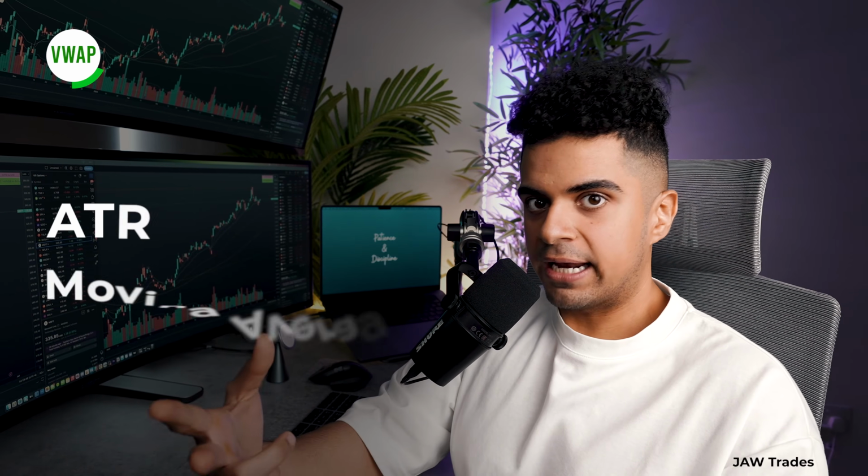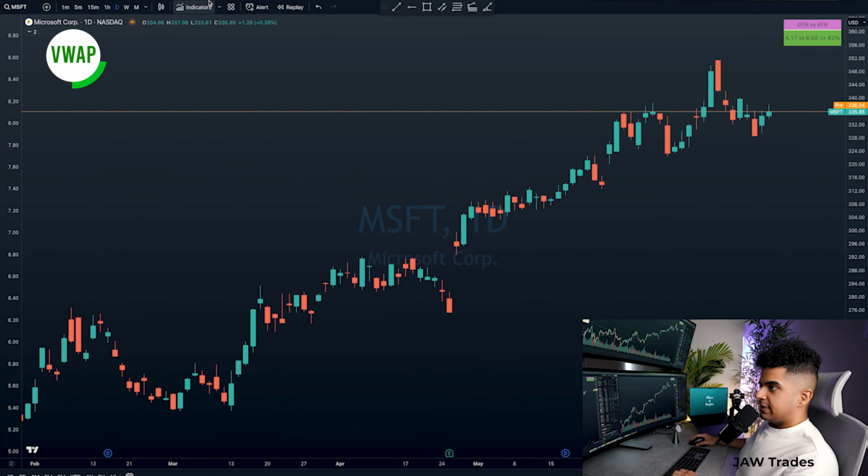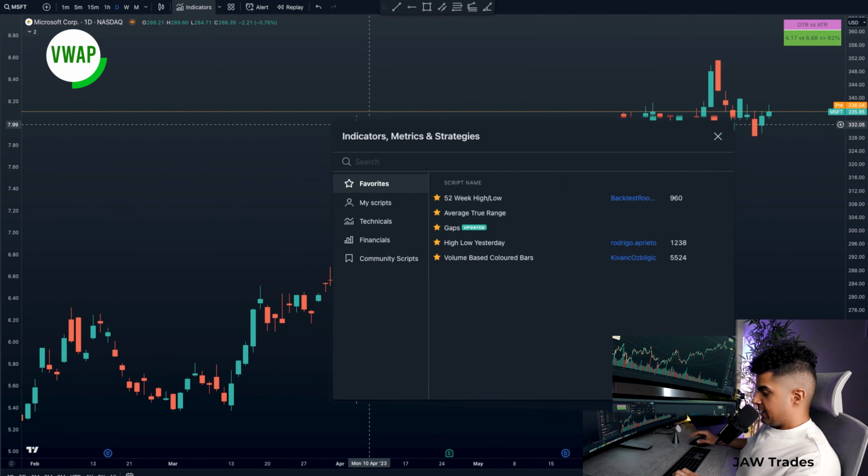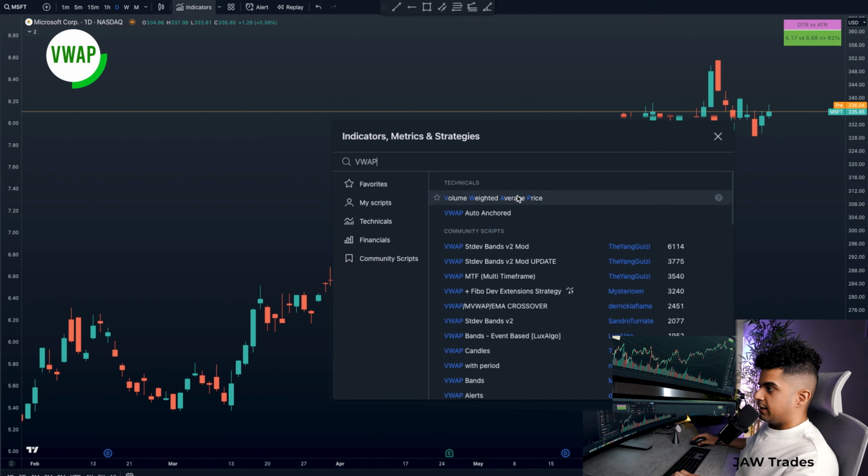It's one of the indicators that takes into consideration the volume that the stock is doing, unlike a lot of other indicators like ATR and moving averages that are totally based on price action and the range of a stock. To add this indicator, you have to go on indicators again, just search for VWAP, volume weighted average price.